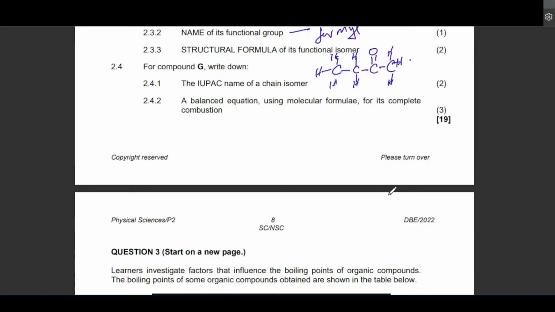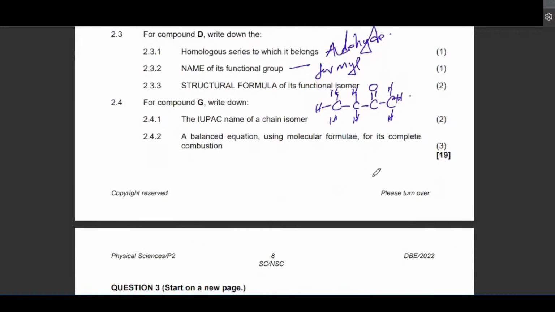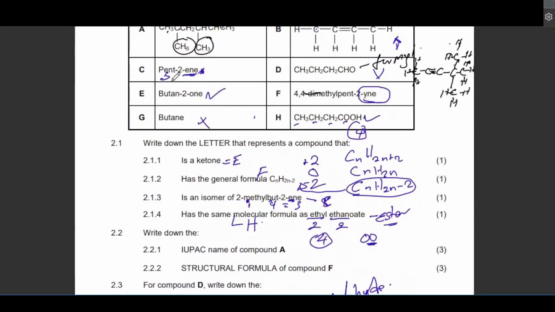Then they're saying write the balanced equation using the formula for its complete combustion. Oh, no, I think I skipped. Yes, compound G: write down the IUPAC name of its chain isomer. G is butane. So what is the IUPAC name of its chain isomer? It means I just have to create a branch.